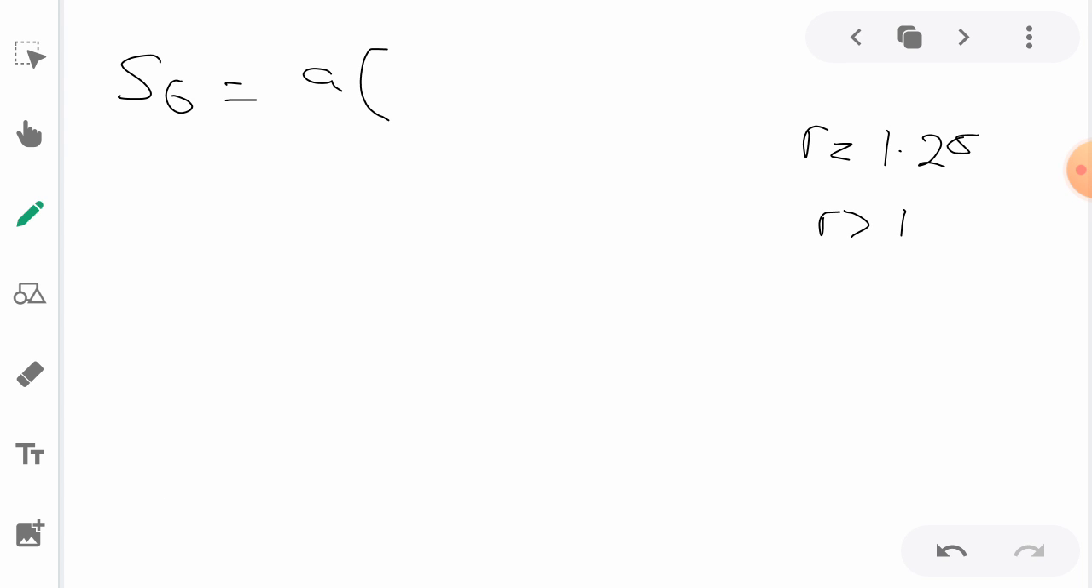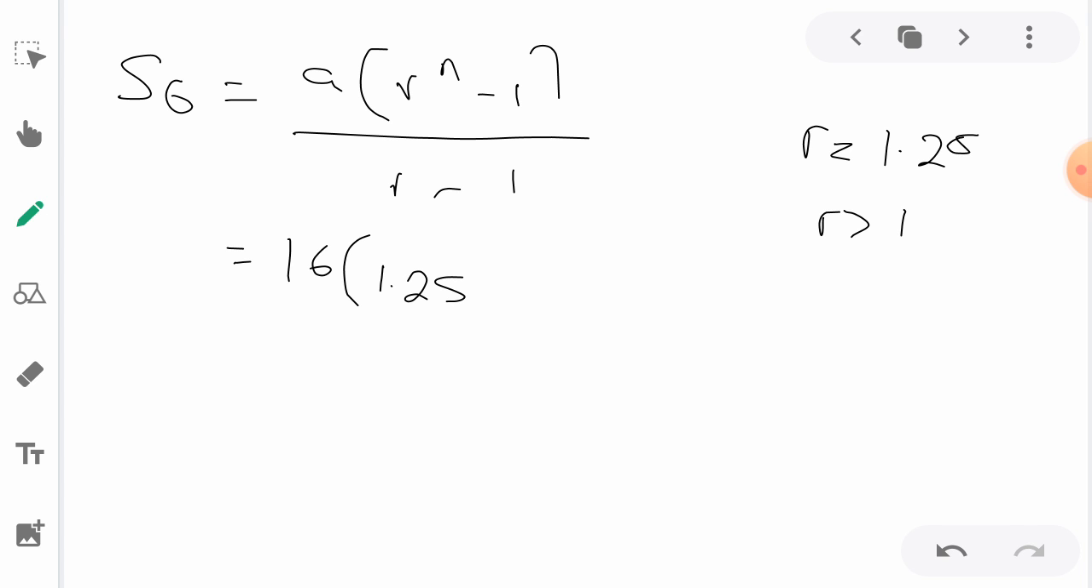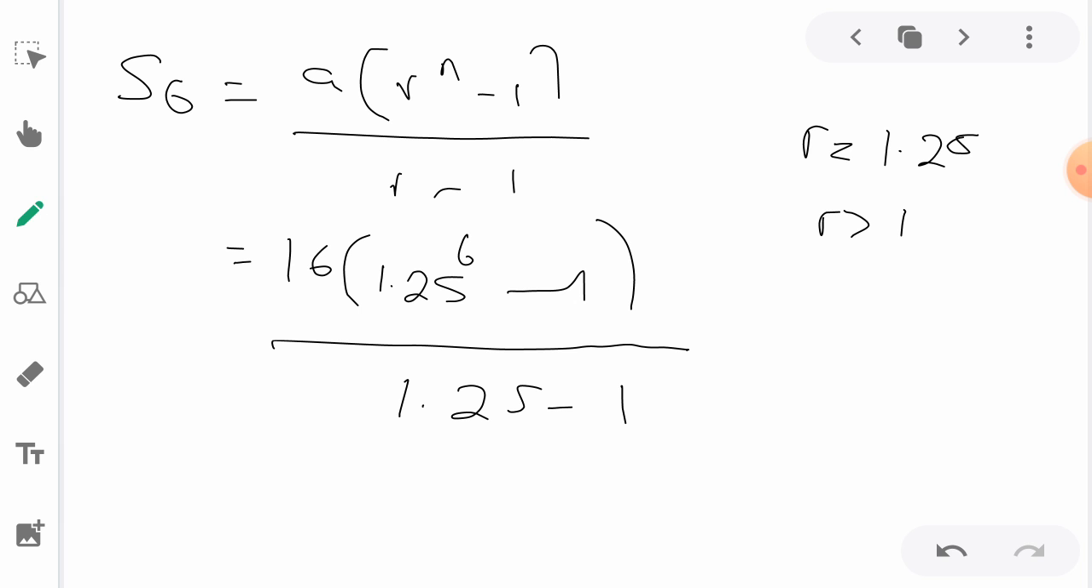So what we are going to use is r to the n minus 1 over r minus 1. Our first term in this case is 16, r is 1.25, n is 6, minus 1 over r, which is 1.25 minus 1. If you punch this on the calculator, you find 1.25 to the power 6 minus 1, and you multiply that number by 16.